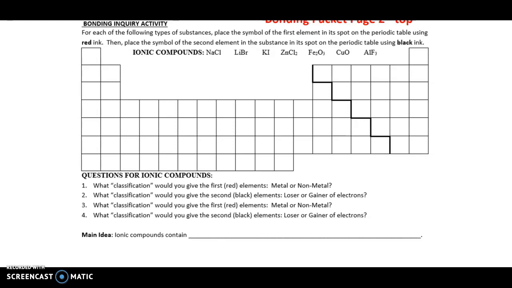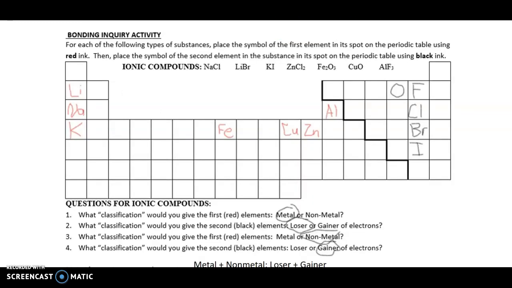So when you did this bonding inquiry activity, the top part, which was the ionic compounds, you should have noticed that all of the first elements in the compound were found to the left of the stair-step line. Those were metals. They're the losers of electrons. And all of the second elements were in the nonmetal section to the right of the stair-step line, and those would be the gainers of electrons.